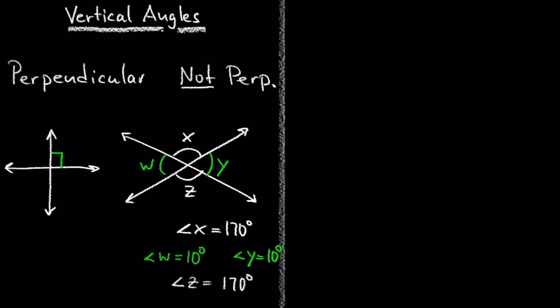Two angles that are on the opposite side of the intersection of two lines are called vertical angles. As we saw in our examples, vertical angles have the same measure.